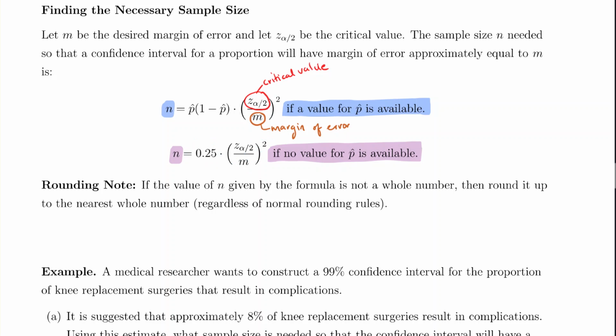Now we've got a rounding note in both of these cases. No matter what we get, if it's not already a whole number, if it's a decimal value, you have to round up to the next whole number, regardless of normal rounding rules.